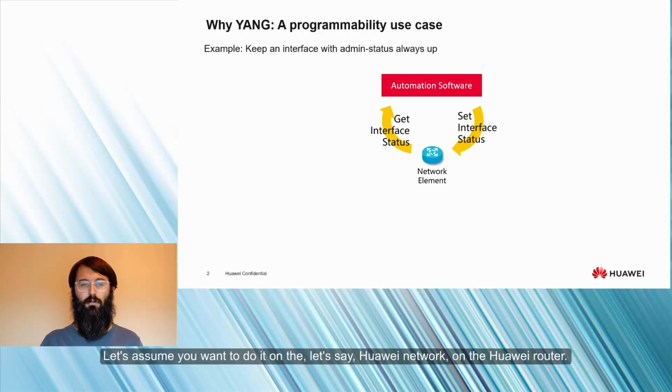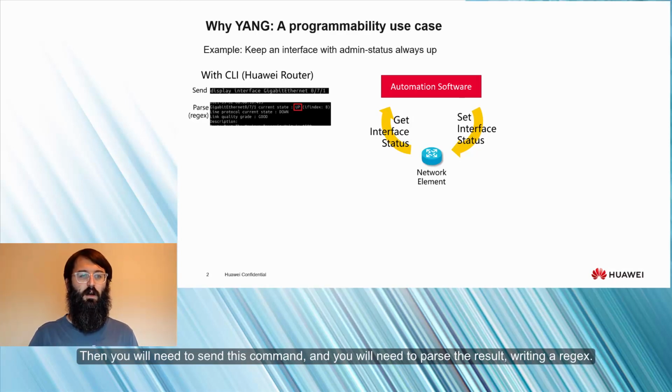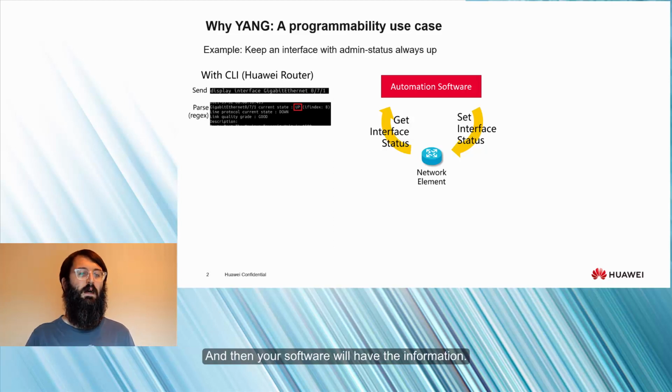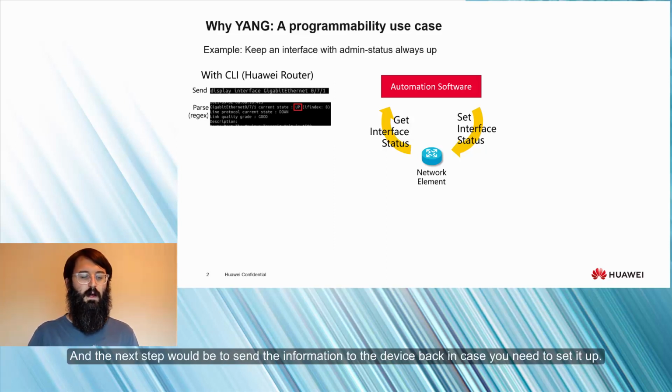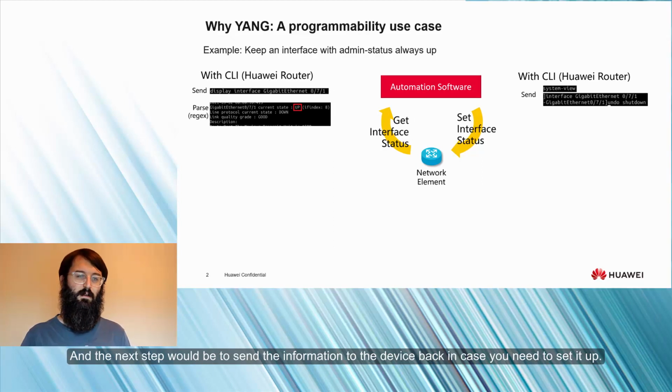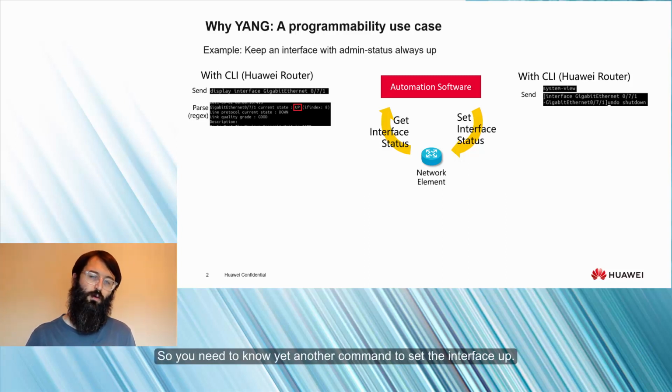Let's assume you want to do it on, let's say, a Huawei network, on a Huawei router. Then you will need to send this command and you will need to parse the result, writing the regex, and then your software will have the information. And the next step would be to send the information to the device back in case you need to set it up. So you need to know yet another command to set the interface up.